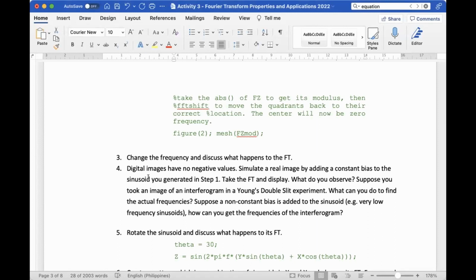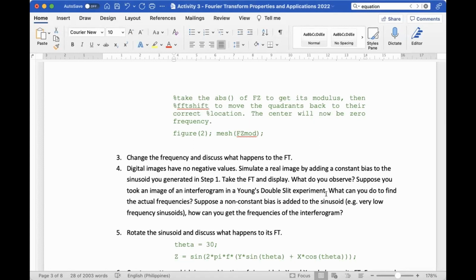Ito, 4. Digital images have no negative values. Simulate a real image by adding a constant bias to the sinusoid. Yun ang ginawa natin. Take the FT and display. What do you observe? So, saan ba natin magagamit to? Suppose you took an image of an interferogram in a Young's double slit experiment.